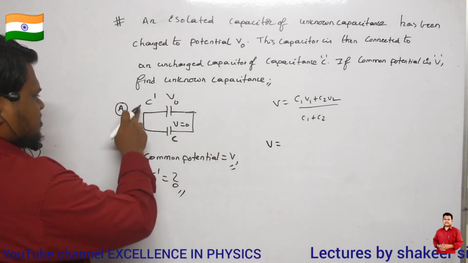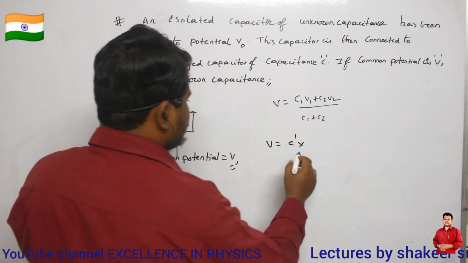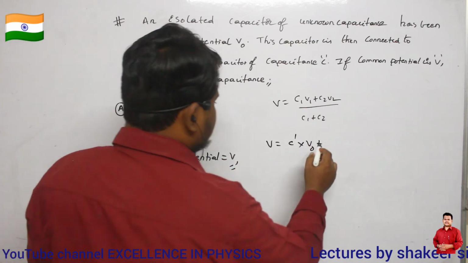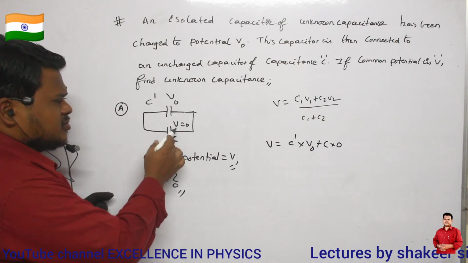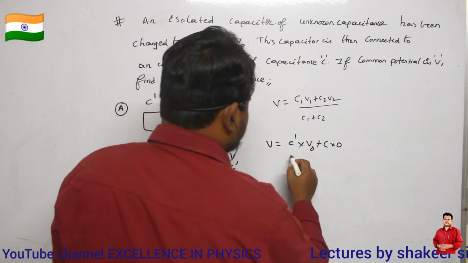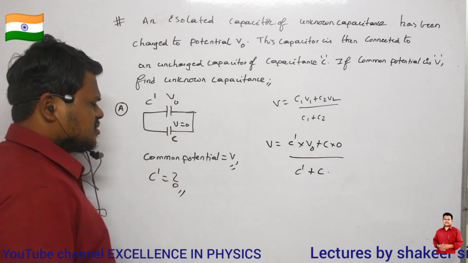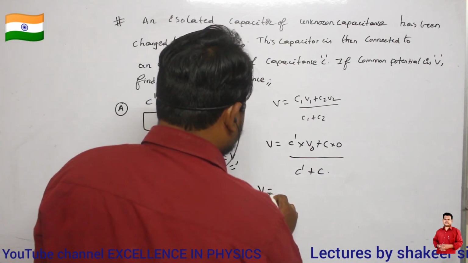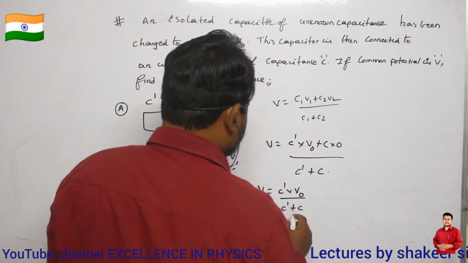The capacitance of the first capacitor, let it be C dash, and its initial potential is V0, plus the capacitance of the second one is C and its potential is 0, because it was an uncharged capacitor, divided by C dash plus C. From this you calculate the C dash value, that is our required answer. So V is equal to C dash into V0 divided by C dash plus C.